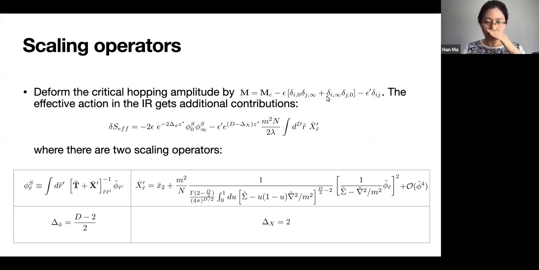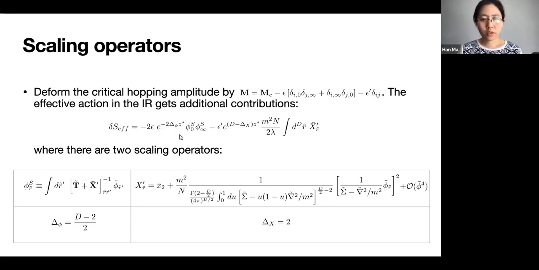There are two ways to deform the hopping matrix. We can deform the off-diagonal hopping elements, and also we can deform the diagonal elements. By doing these two deformations, we actually realize a UV action with two O(N) vector insertions or one uniform O(N) singlet insertion in the UV. This will result in additional terms in the effective action in the IR when Z star is very large. The two terms have Z star dependent coefficients with certain exponents, meaning they are scaling operators in the IR. One term describes the two O(N) vector in the IR, and the other one represents the O(N) singlet in the IR.